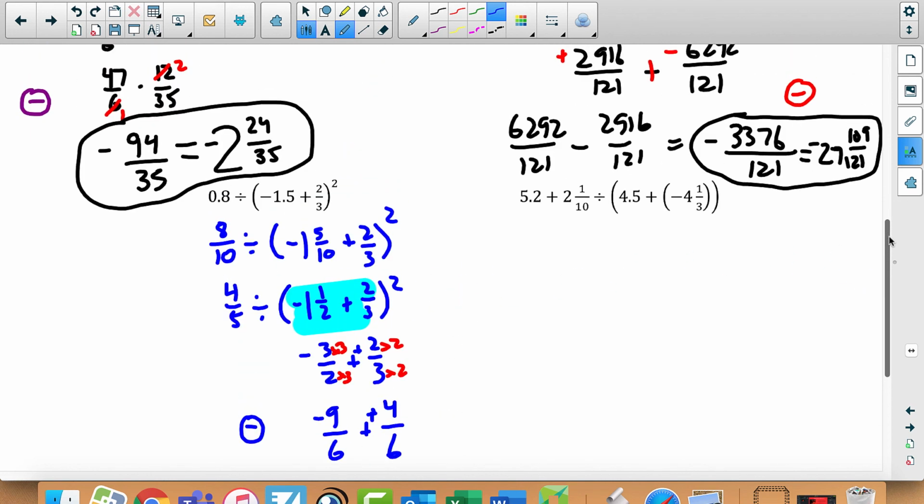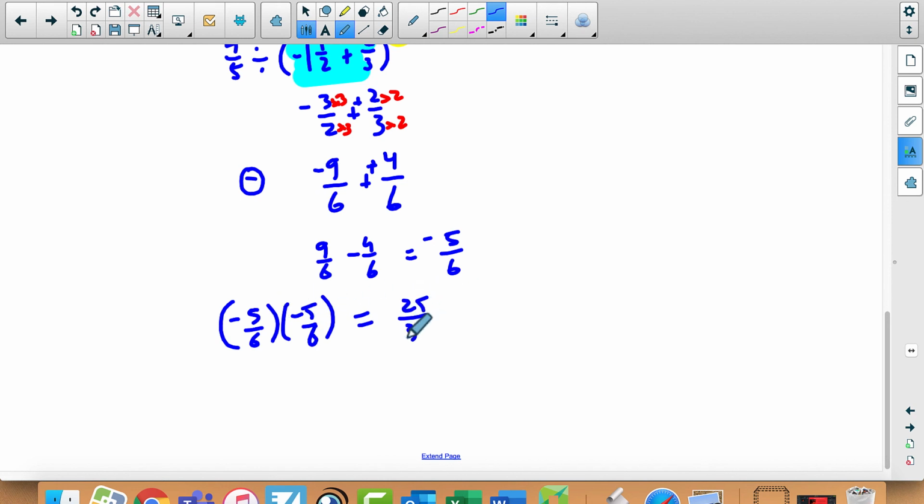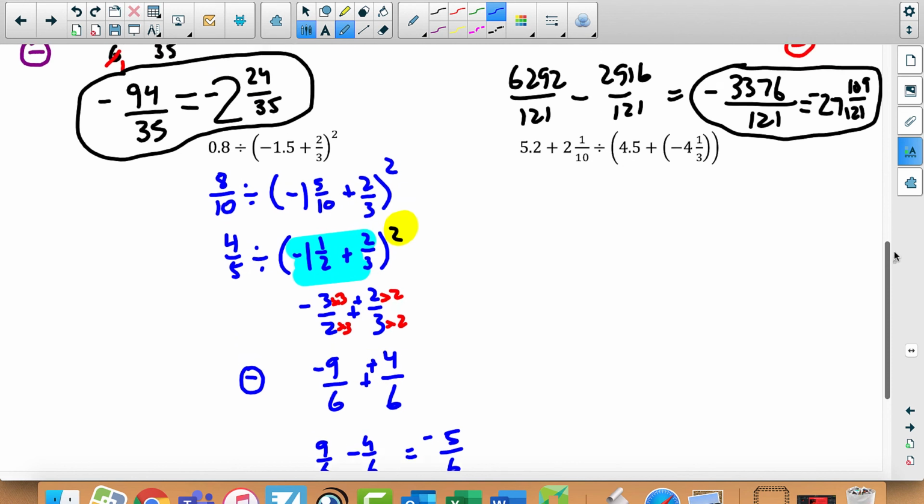Okay, the next thing we have to do is square that amount. So let's do that right now. We have negative 5/6, and we're going to multiply it by itself. Negative 5/6 times negative 5/6. 2 negatives make a positive, and 5 times 5 is 25, 6 times 6 is 36. That's good.